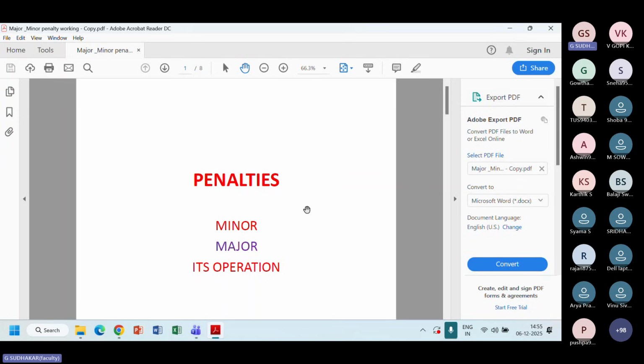Are you able to see penalties, candidates? Yes, sir. We are able to see.